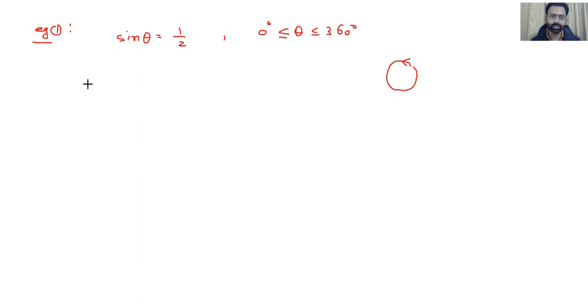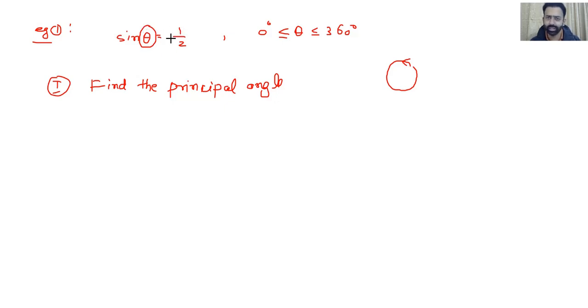So the first step is you find the principal value or principal angle. Principal angle means without looking at the sign, whether it is positive or negative. Whatever basic knowledge you have, sine theta is half gives, for any right angle triangle where theta is acute, the basic principal angle. In this case, it is 30 degrees. So I will write theta is 30 degrees.